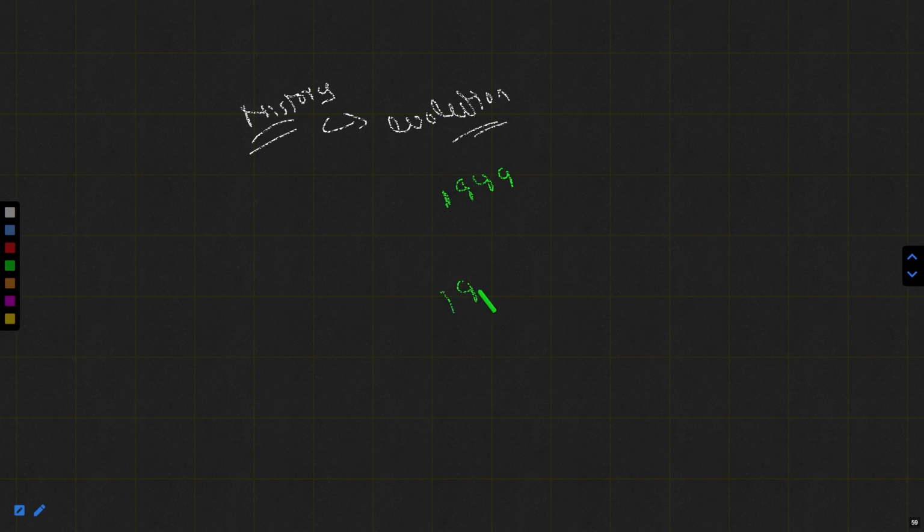1949, 1969, 1980, and thereafter comes 1991. These dates have a significant impact and a good significance in the banking history of India. Why am I saying this? If you recall, in 1949, what happened?